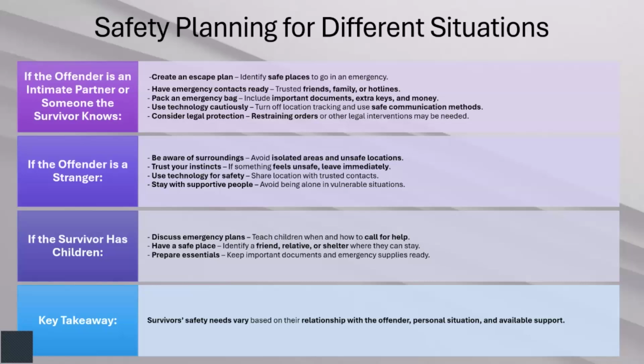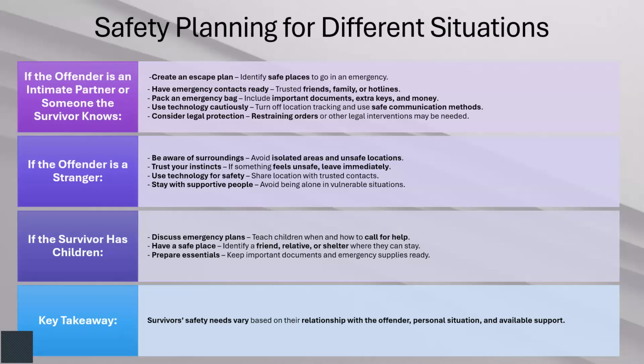They could also use technology for safety. So share your location with a trusted family member or friend, right? And then, of course, safety in groups. So stay safe with supportive people, and avoid being alone in those vulnerable situations. Now, if the survivor has children, of course, we want to discuss those emergency plans and how they can encourage their children to understand what those plans are, but also know when to call for help.